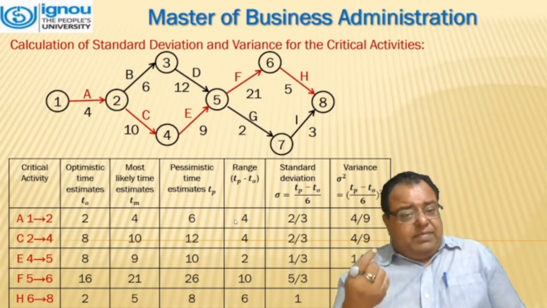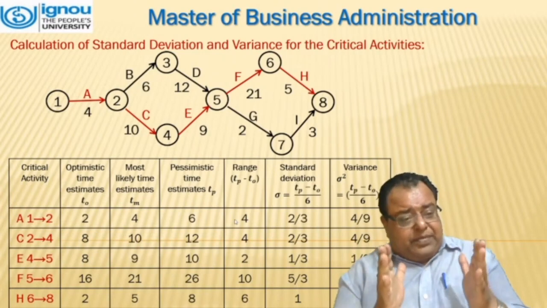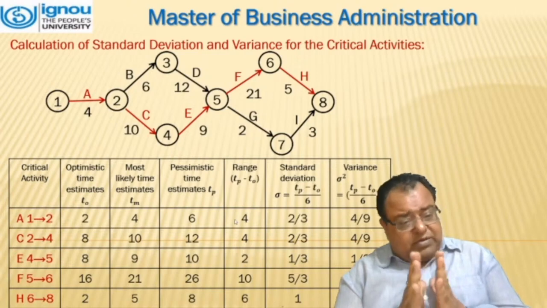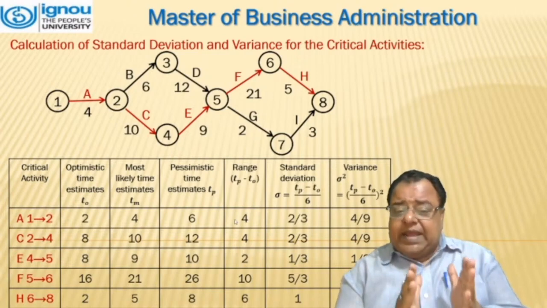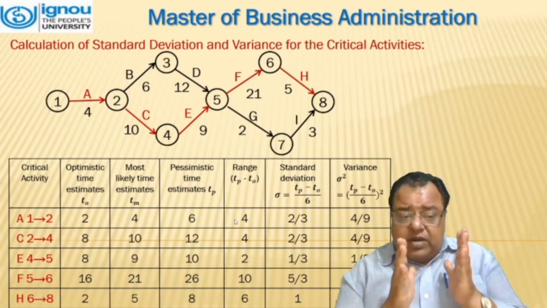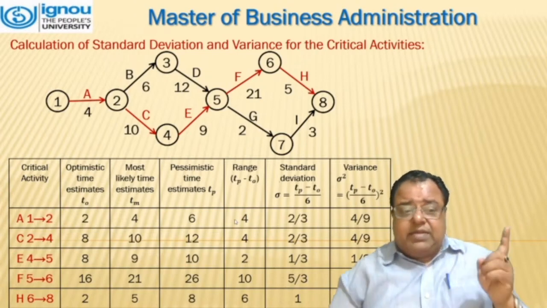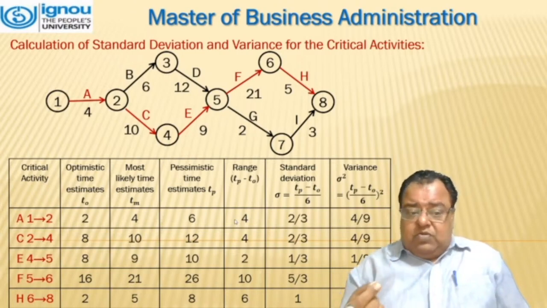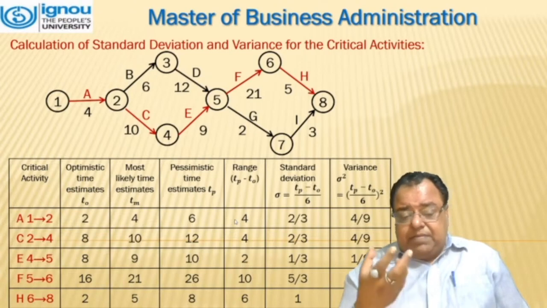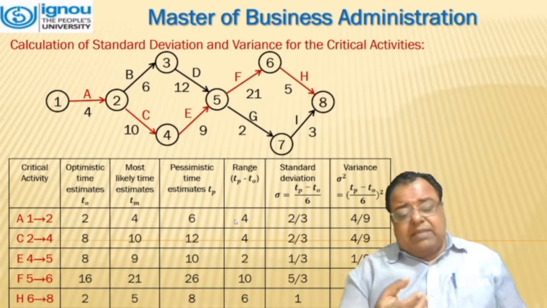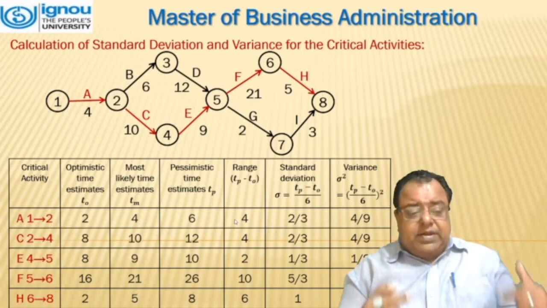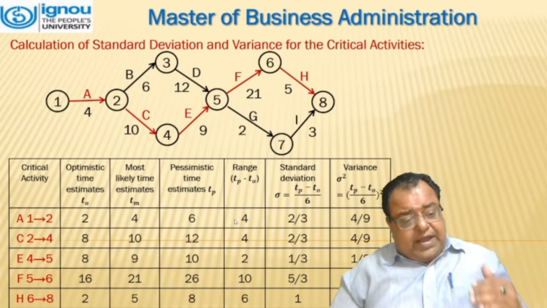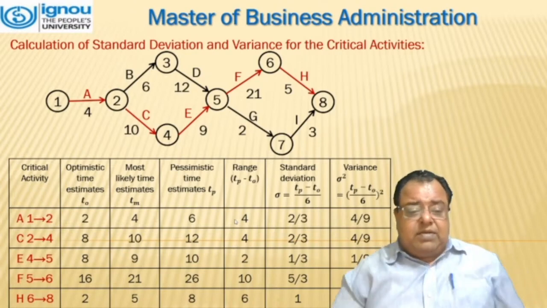The CPM diagram is in front of you. The optimistic time, most likely time, and the pessimistic time are known to us. It was given. So we will be taking these values for our critical activities. That means critical activity A, it is moving from 1 to 2. Its optimistic time, pessimistic time, and the most likely time will be taken from the table. Similarly, for activities C, E, F, and H, all these 5 activities, the table will be made.